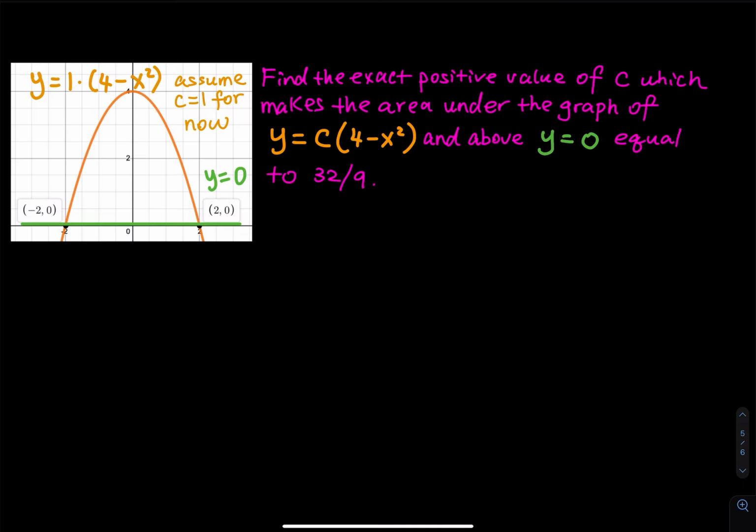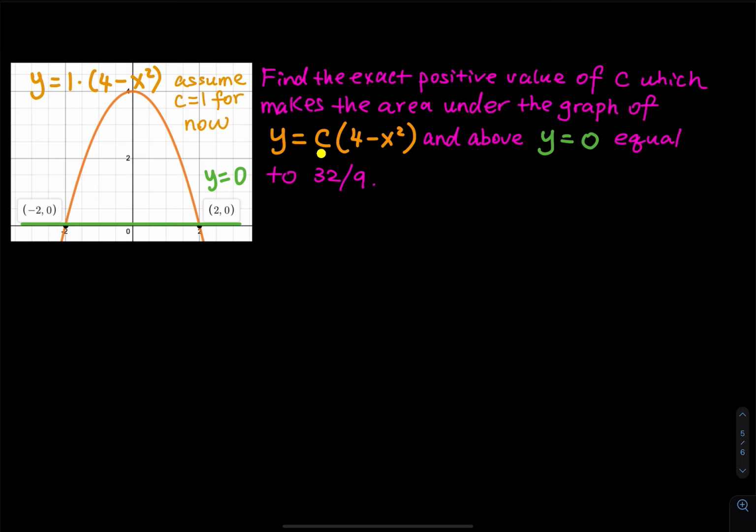Find the exact positive value of C, which makes the area under the graph of y equals C times 4 minus x squared, and above y equals 0, which is the x-axis, equal to 32/9. So the area between the curve and y equals 0 is equal to 32/9. This time I gave you the area, but the function is incomplete. One of the numbers in the function is missing. I want you to find that number for me.